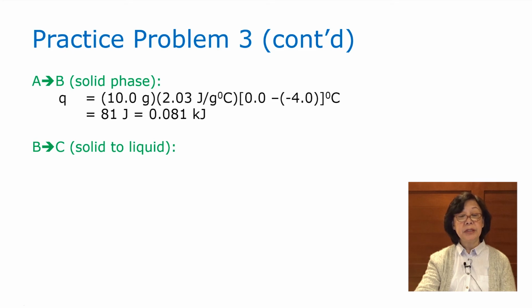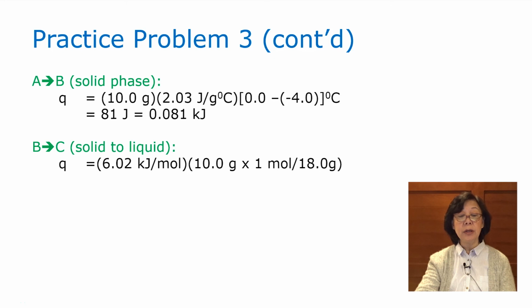For the B to C segment, where we have a phase change, solid to liquid, the temperature is not changing. We have Q equal to 6.02 times the moles, which is 10 grams converted into moles, and we now have 3.34 kilojoule of heat.